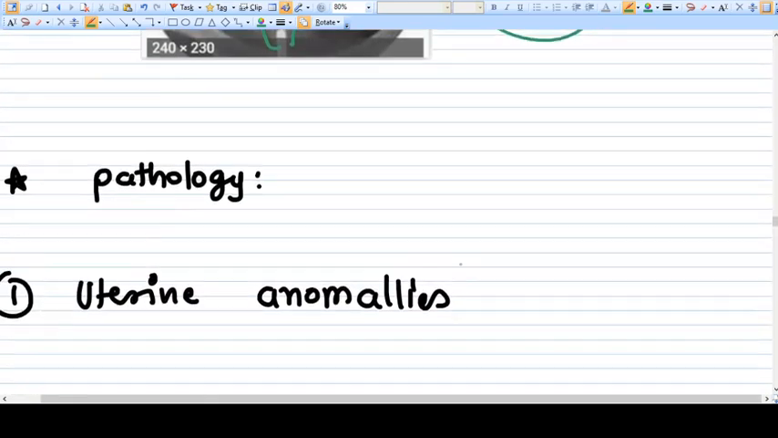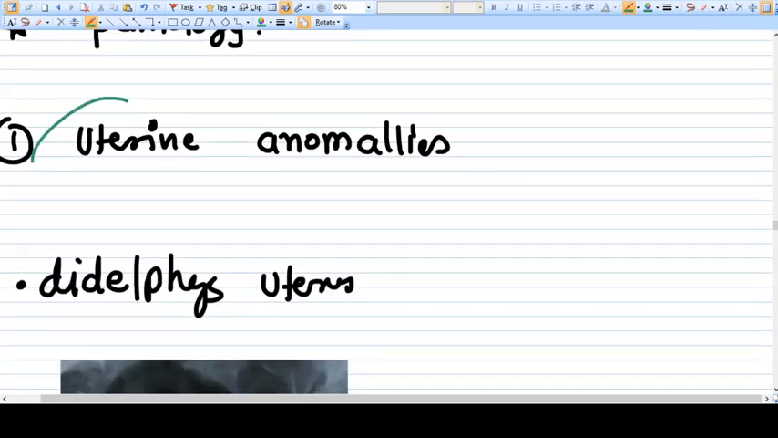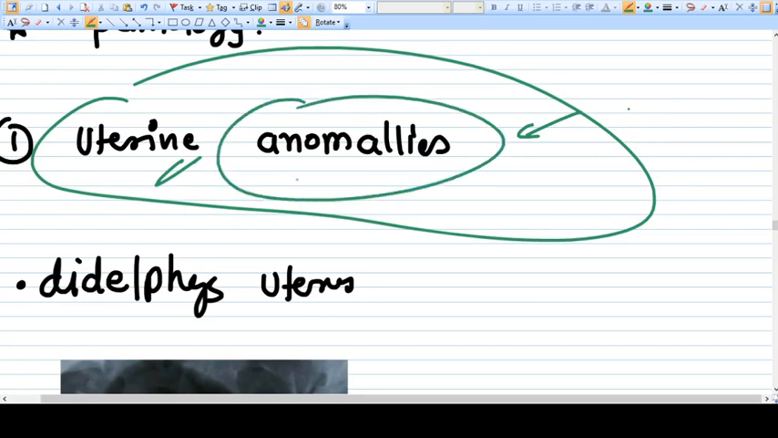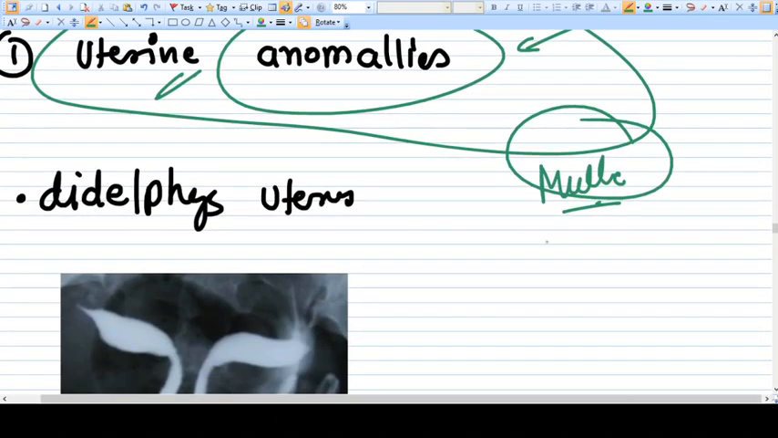Now let's see what pathologies can be diagnosed. A very important aspect of HSG is to rule out uterine anomalies. If you haven't read about uterine anomalies, you can see the previous video on uterine anomalies, so that you can have an idea how the mesonephric duct and the paramesonephric or Mullerian duct develop into the uterus, and how there are many developmental deformities. So you can see the different diagnoses.